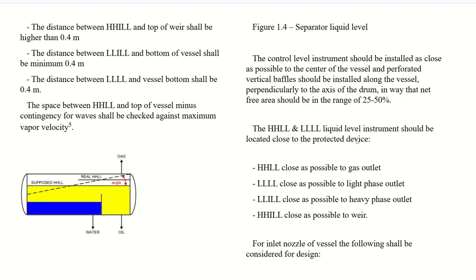The high liquid level instrument should be located close to the protected device. So it talks about the high level being as close as possible to the weir. The low interface level should be as close as possible to the heavy phase outlet, and the low level close to the light phase outlet.